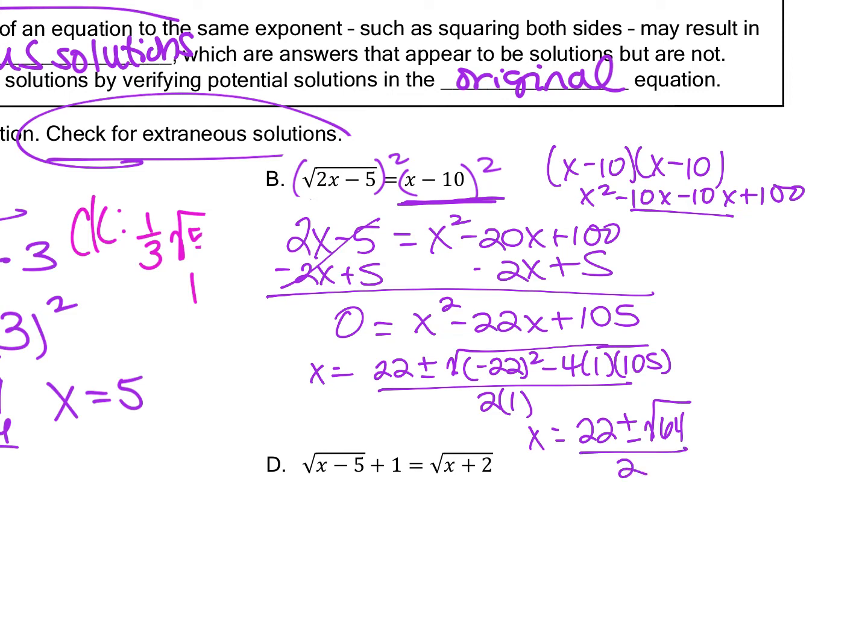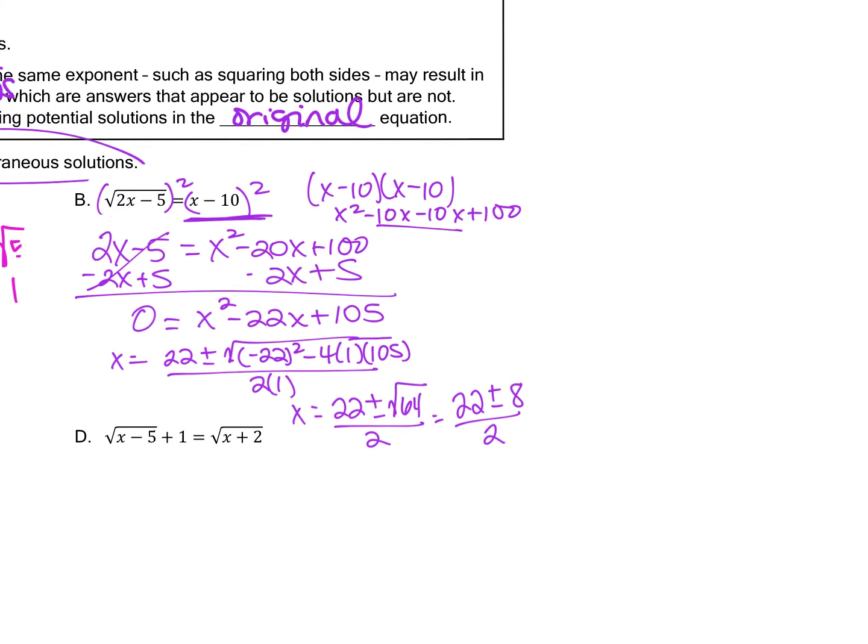Square root of 64 is 8, so you would have 22 plus or minus 8 over 2. So finding those two answers, you get 30 over 2, which is 15. And then 22 minus 8 would be 14 divided by 2, which would give us 7. So we get two answers here. We need to check it. So again, I don't care if you use a calculator when you check it. The square root button is second x squared if you don't know. So we need to check each one separately.